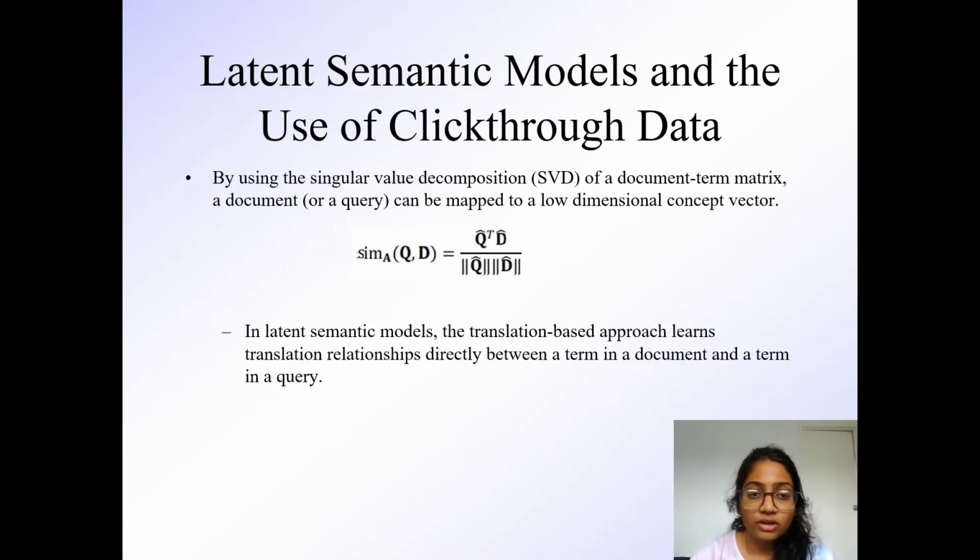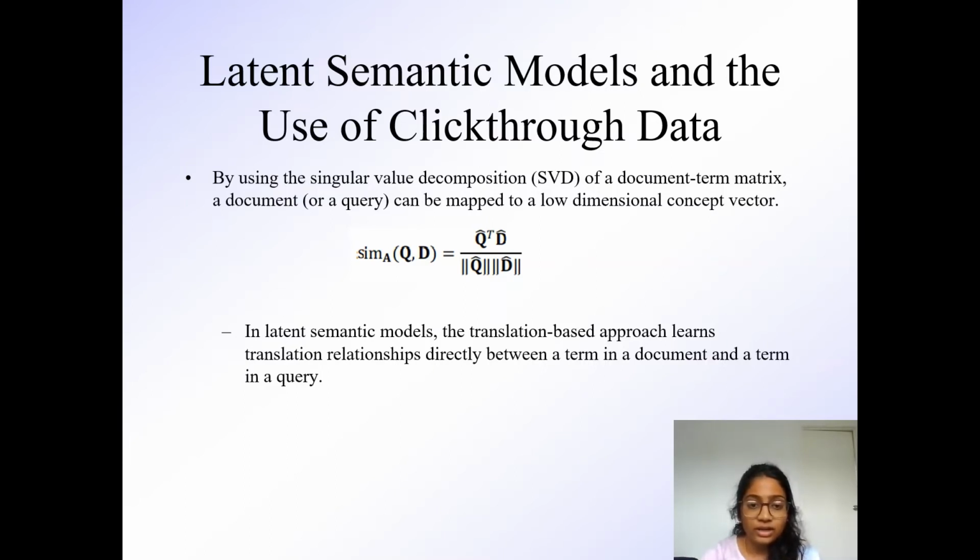Latent semantic models and the use of click-through data. The use of latent semantic models for query-document matching is a long-standing research topic in the IR community. By using the singular value decomposition of a document-term matrix, a document can be mapped to a low-dimensional concept vector. In document search, the relevance between a query and a document, represented respectively by term vectors Q and D, is assumed to be proportional to the cosine similarity score of the corresponding concept vectors Q bar and D bar, according to the projection matrix A.